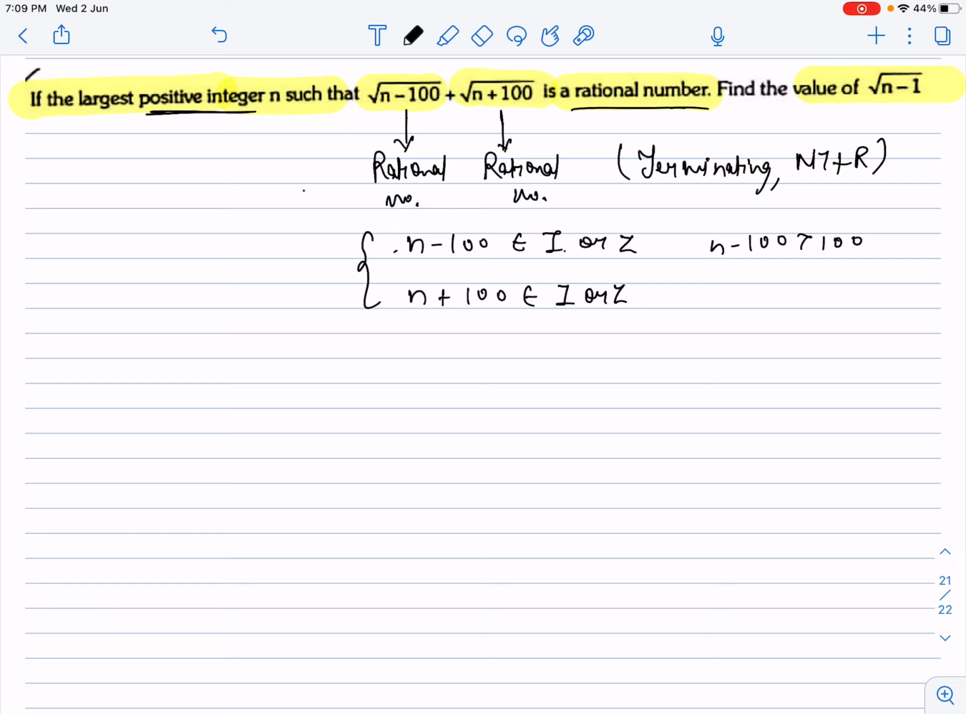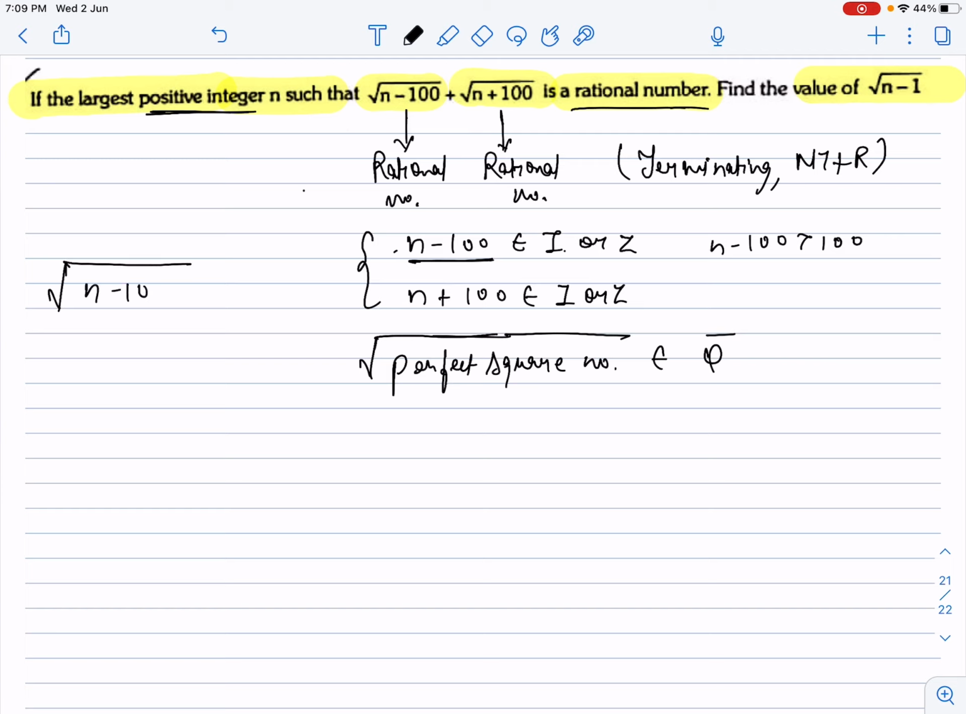Most important thing, since I am doing n minus 100, I will be getting an integer, and the square root of a non-perfect square number, even if we are getting an integer inside the square root, it doesn't matter. If it is a non-perfect square number, that will be an irrational number. So definitely we would be getting a perfect square number inside the square root of n minus 100, and even inside the square root of n plus 100 we would be getting a perfect square number. So like this we would be going to solve the question.